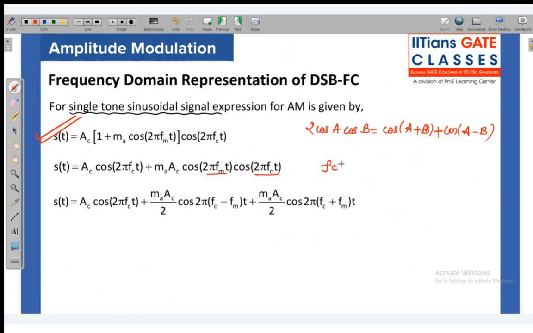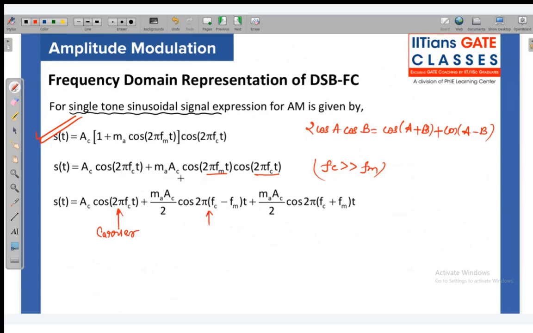Always, fc should be greater, so that is why I am writing fc first: fc + fm and fc - fm. Always subtract the higher value, higher minus lower. The higher value is fc, so fc - fm and fc + fm. That is your carrier signal, and this is the carrier signal.